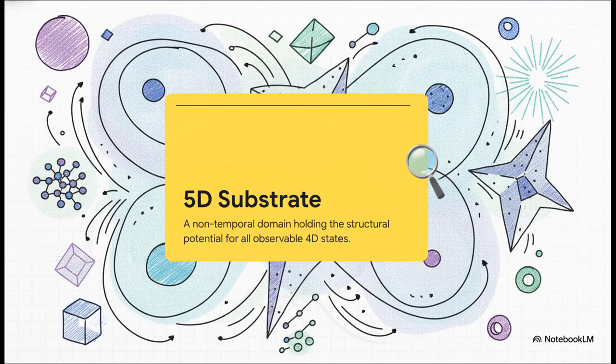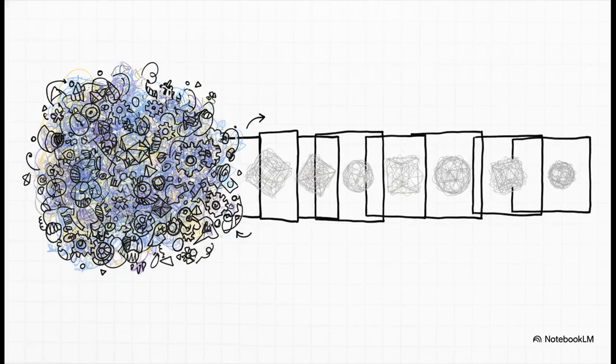Which brings us to part two, the fifth-dimensional substrate. Imagine a realm that doesn't tick forward second by second. This 5D substrate is a completely non-temporal domain. No past, no future. Instead of a timeline, it acts as a vast, timeless holding area for all the raw, unsequenced potential of reality. It essentially contains all the informational building blocks, just hovering there, waiting to be expressed into physical existence.